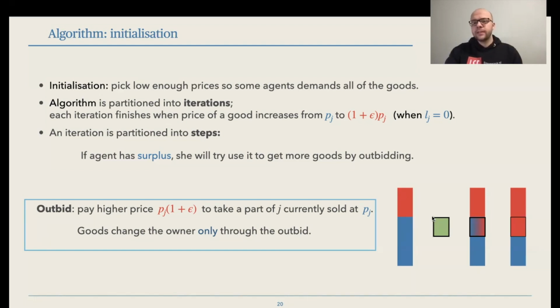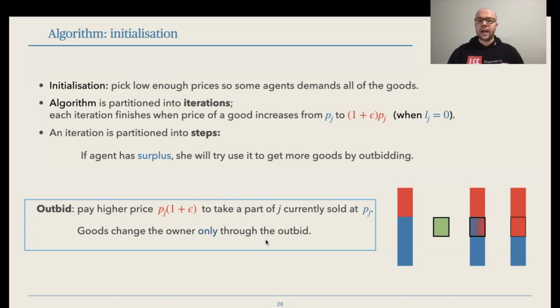Now, she can buy this green part, but what she will do is take away some of this good J from the agents that pay PJ for it, and she will start paying the higher price for it. And in this process, this part of the good will become hers. Overall, the agent spent a bit more money on the items. And this is the outbid. And this is the only way for goods to change owner. So this is the only way goods move between the agents.